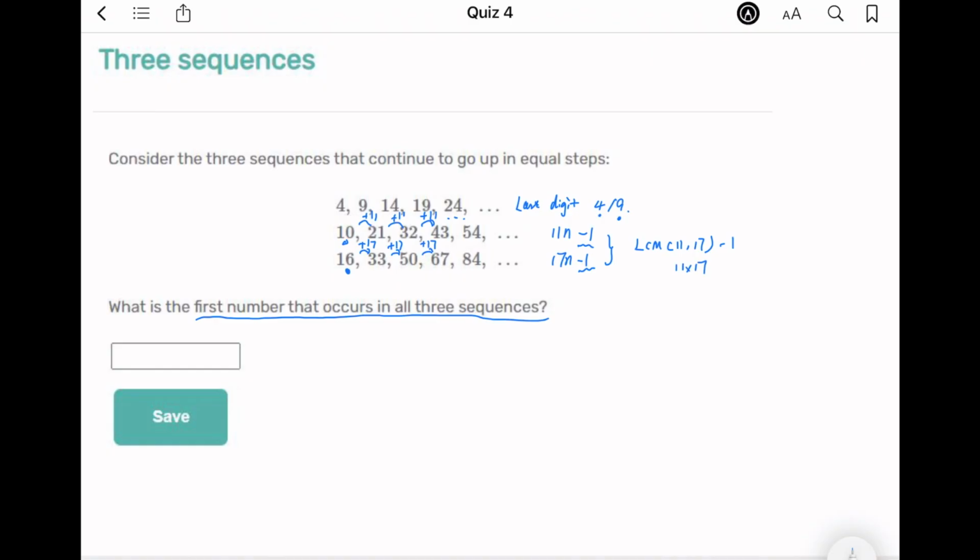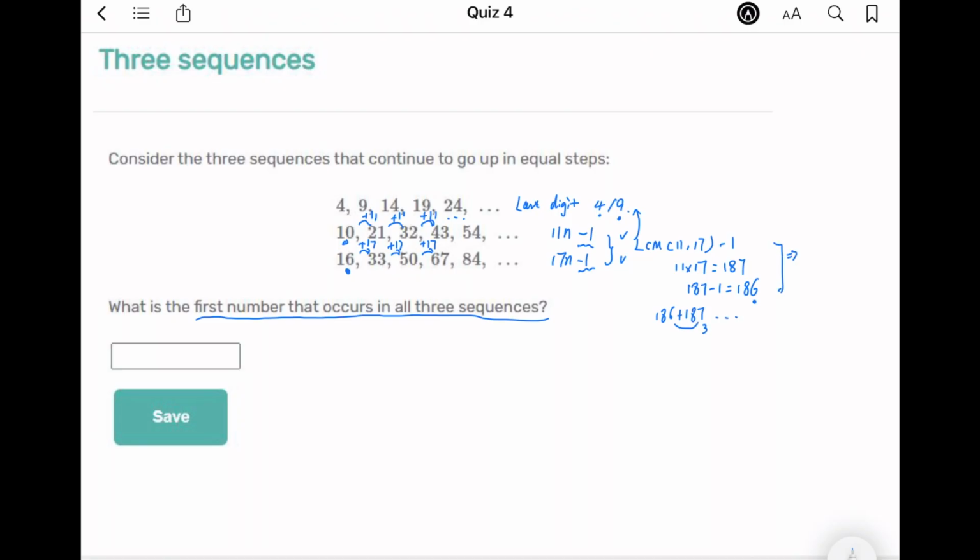times 17, which is 187. 187 minus 1 equals 186. But 186 doesn't end with 4 or 9. So we need to look for the next common number of sequences 2 and 3, which increase by 187. However, the next number ends with 3.